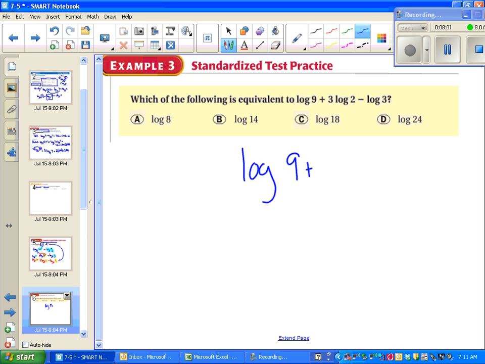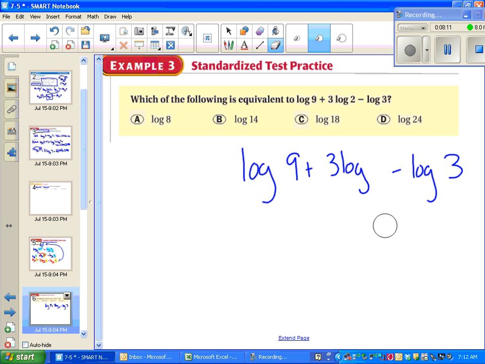By the way, since there is no base visually seen on this, you should be able to tell me exactly what the base is. If you're thinking 10, good job. Now, I see addition here, so my first gut instinct might be trying the product property. It's not quite right, we can't use it yet. Product property only works when you have log plus log. That 3 in the front messes us up.